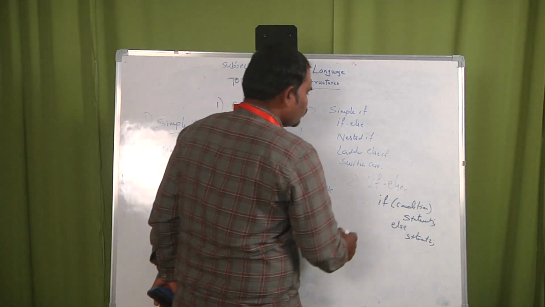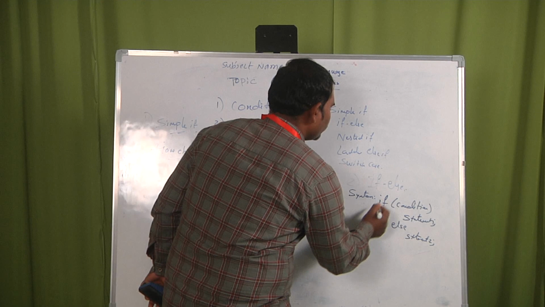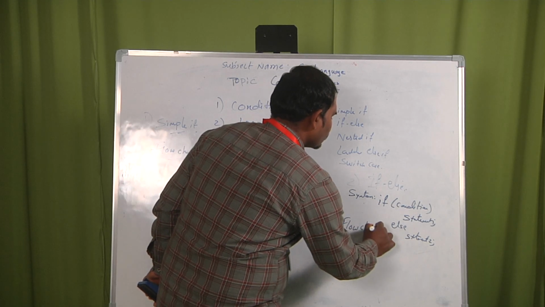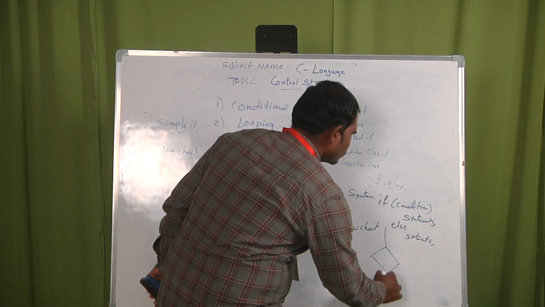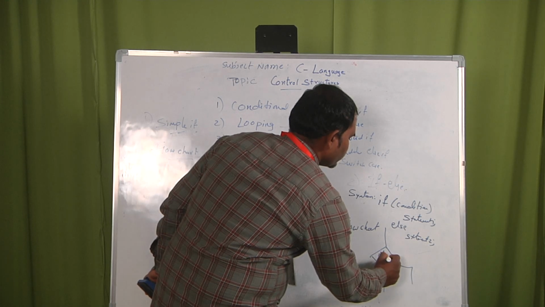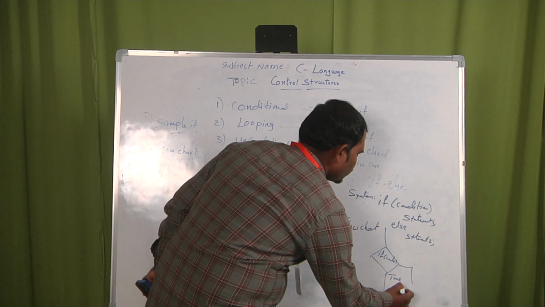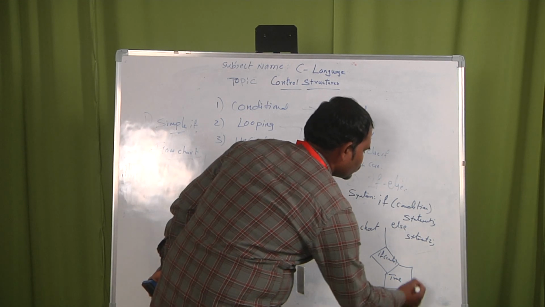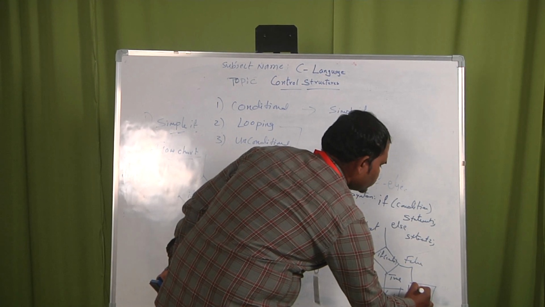We can draw a flowchart also for this. So this is the syntax for the if else flowchart. If the condition is true, it will execute statement 1. If it is false, it will execute statement 2.